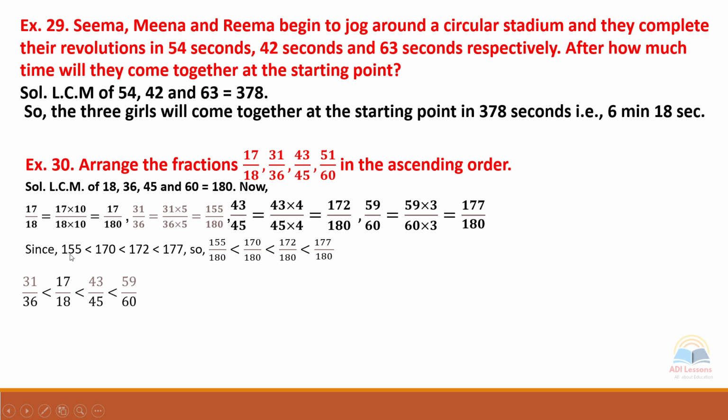Since 155 is less than 170, less than 172, less than 177, so 155 by 180 is less than 170 by 180 is less than 172 by 180 is less than 177 by 180. So 31 by 36 is less than 17 by 18 is less than 43 by 45 is less than 59 by 60.